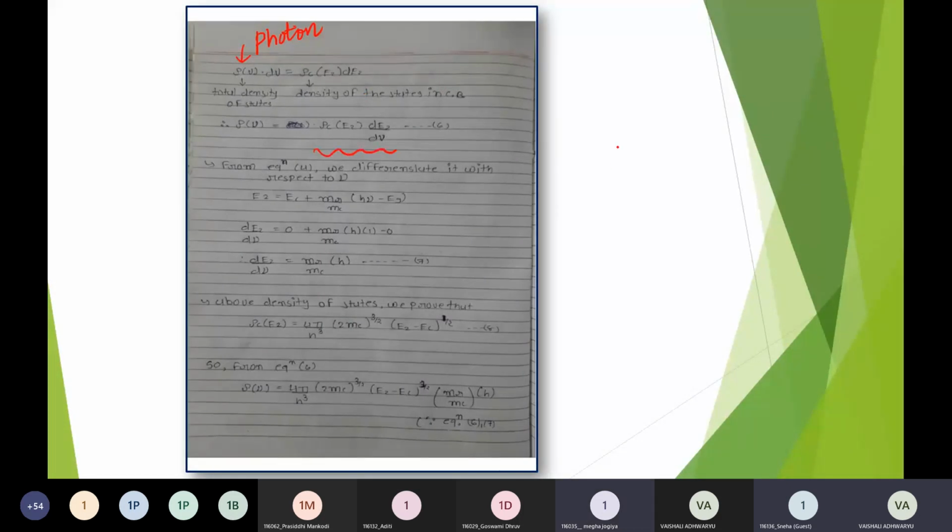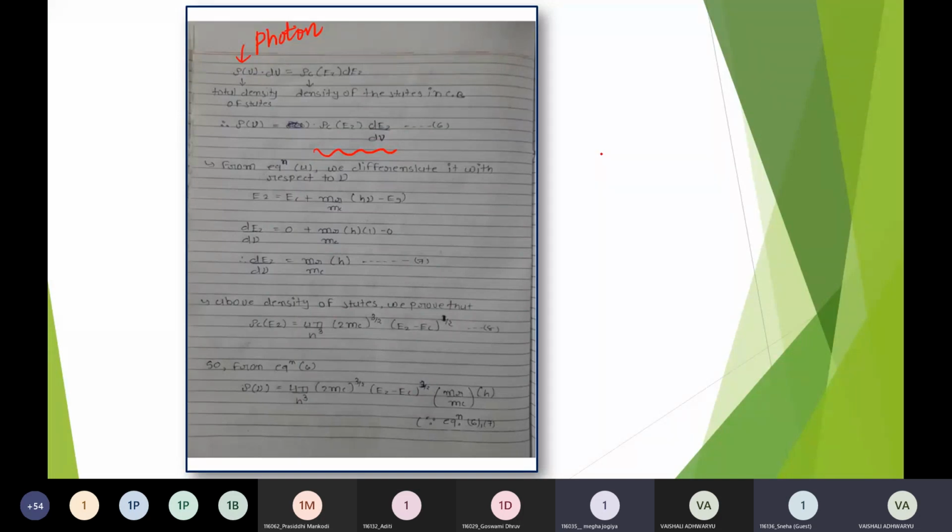From equation number 4, we differentiate it with respect to nu. So E2 is equal to Ec plus mr by mc h nu minus Eg. એ આપણું E2 હતું, એને હવે આપણે ન્યુ ના રિસ્પેક્ટ માં ડિફરન્શિએટ કરીએ તો dE2 by d nu is equal to mr by mc into h.